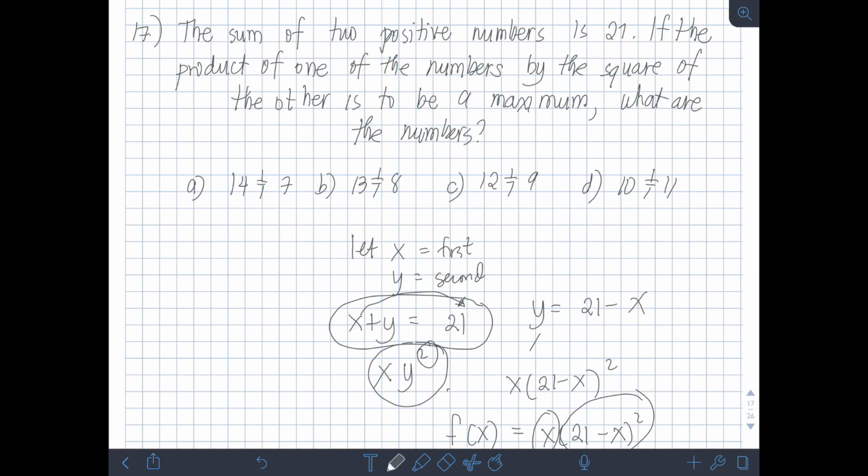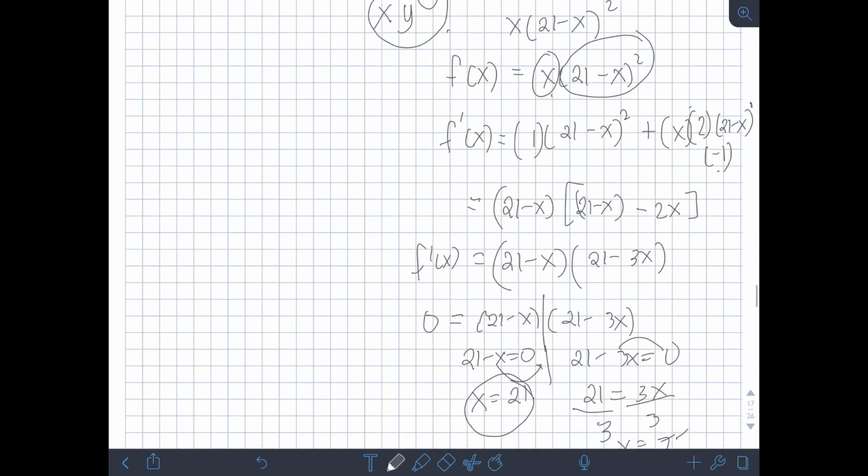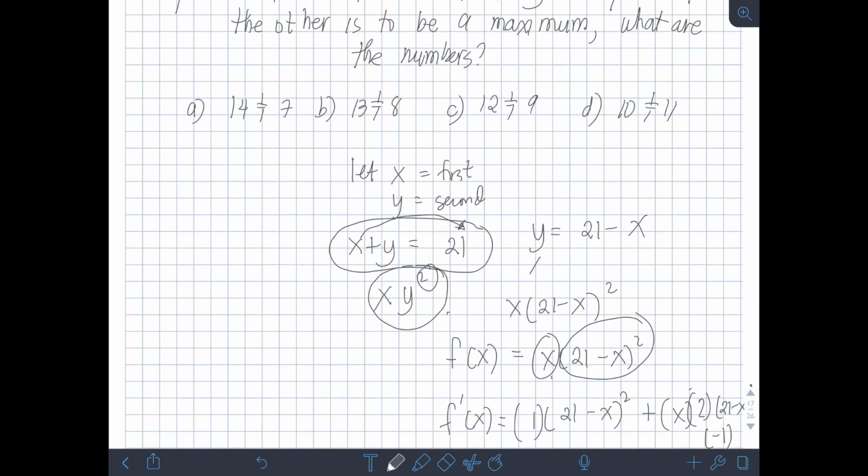Kasi, pwede tayong makasolve ng isang number. Diba yung 7 ay yung x? So, kung 7 natin ay x, ano si y natin? 21 minus 7 or 14. So, therefore, the two numbers are 14 and 7.